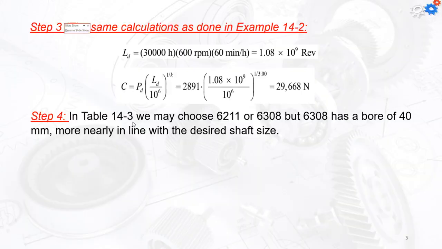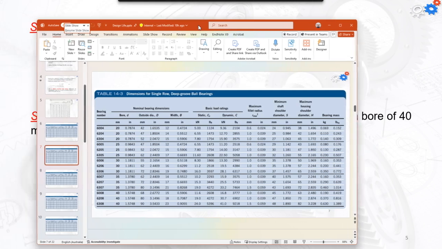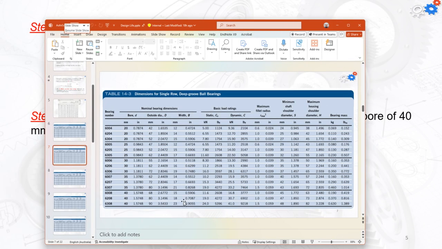Okay, so now we choose this value. We said that the 6,308 is going to be my candidate, okay, with the 40 millimeter diameter. And wait a second, 29,000. Well, actually, if it was up to me, I would choose the 6,208 and not 6,308. Okay, so if it was me, I'll use this one, not that one. But anyway, they selected 308.